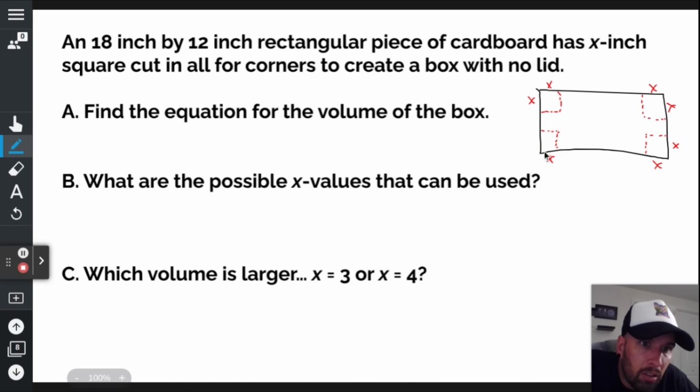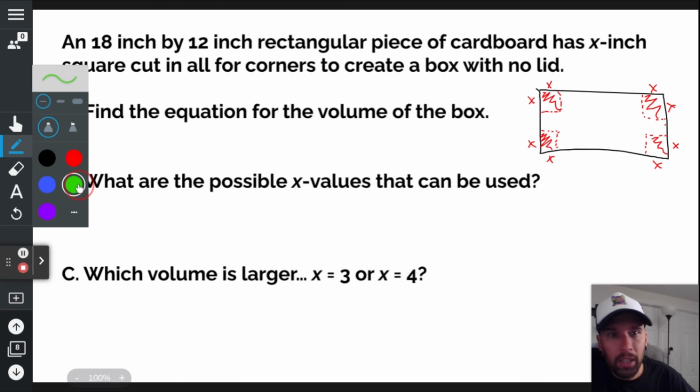In calculus, this is called optimization. Now, we're not going to do as much as you would see in calculus, but you will see a problem like this in calculus. So this is gone. This will now get cut out. Imagine taking what's left over here and here, and folding those up, and you now have yourself a box. Find the equation of the volume of the box.